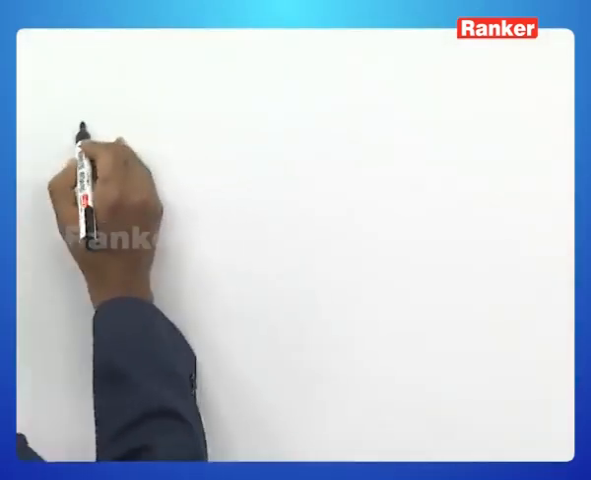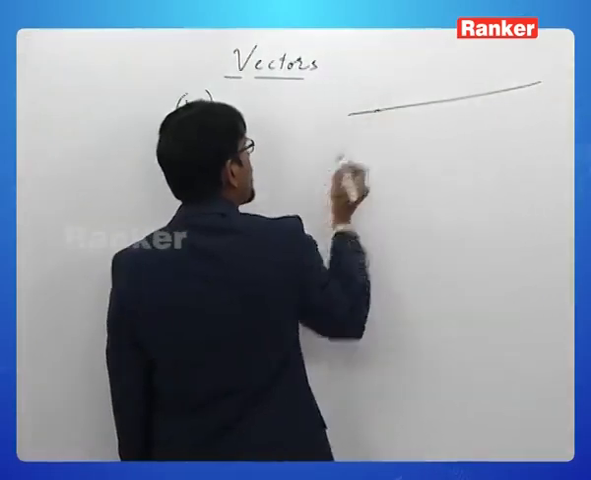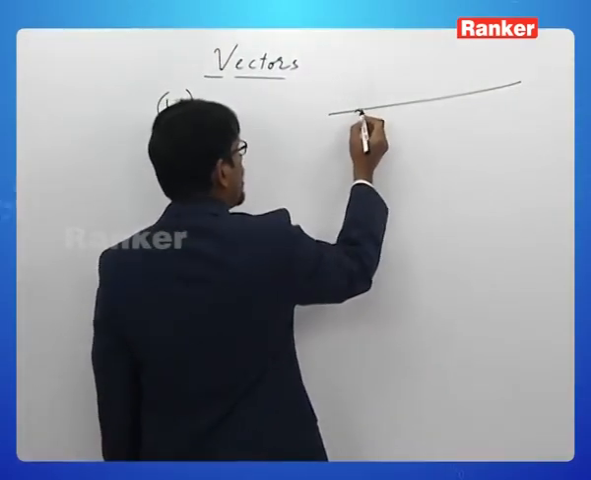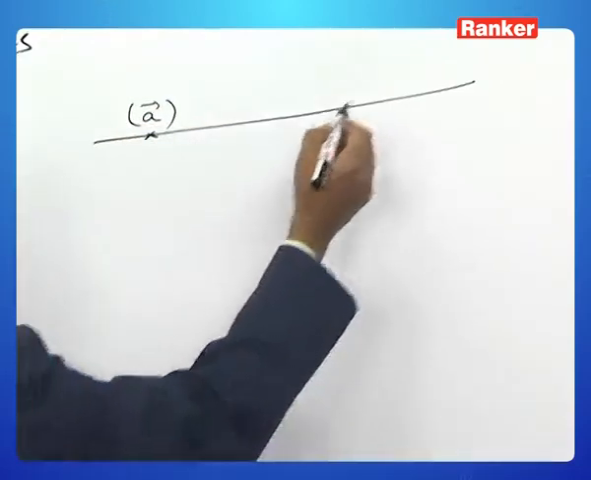We know that a line is given by, a line can be represented with the help of a point on the line and a vector parallel to it.